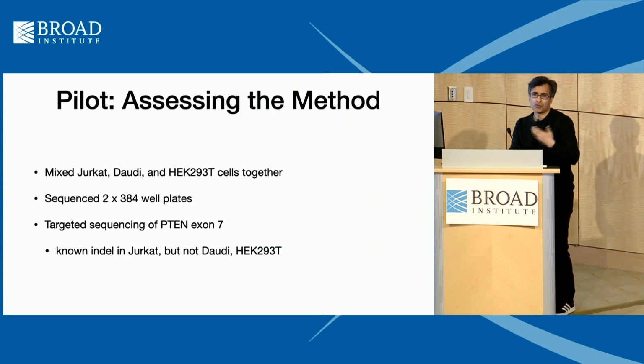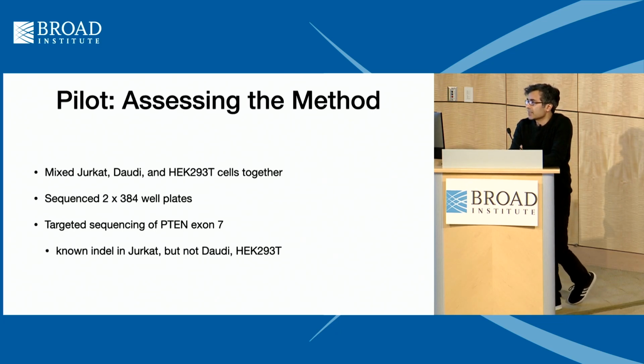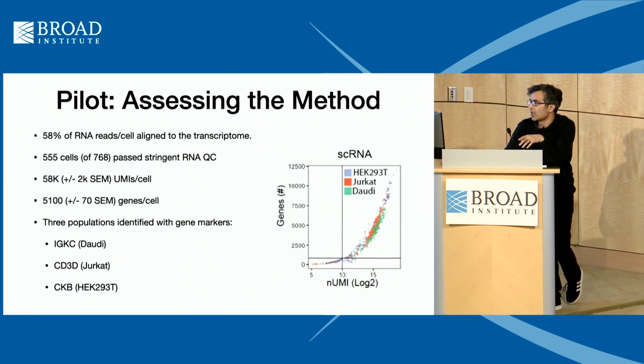So how well does it work? I'm going to show you some pilot data from 3 different cell lines that we looked at. So here we had Jurkat, Dowdy, and HEK293T cells together. We put them together and sorted them into 2 384-well plates. And we sequenced this PTEN locus, the exon 7 region of PTEN, which has a known indel in Jurkat cells. And the data was very good.